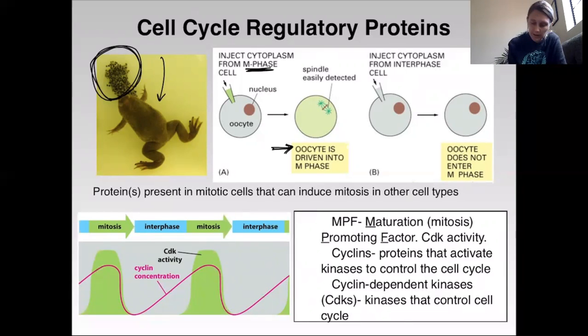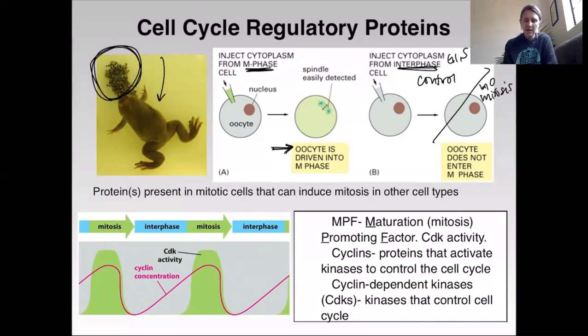If you do a control experiment where you inject the cytoplasm from an interphase cell, remember interphase would be G1, S, or G2, not mitosis, into an oocyte, nothing happens. So here, no mitosis, right? So there are proteins present. They later determined that they are proteins. There are some proteins present in mitotic cells that can induce mitosis in other cells, right?